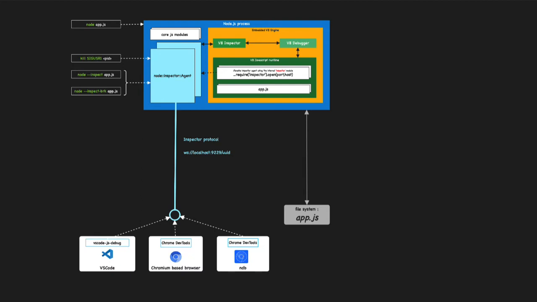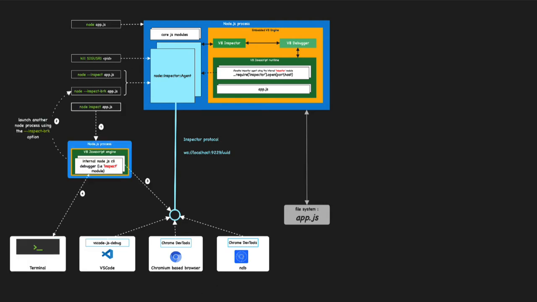Then we spoke also about the various debugger clients. We had the NDB, we had the Chrome developer tools, and then we have Visual Studio Code. We went into quite a bit of depth about how the node inspect command would launch a node process which functions as a debugger client to the process.